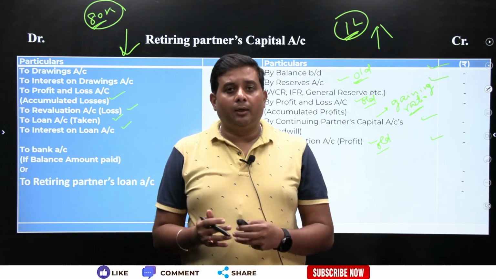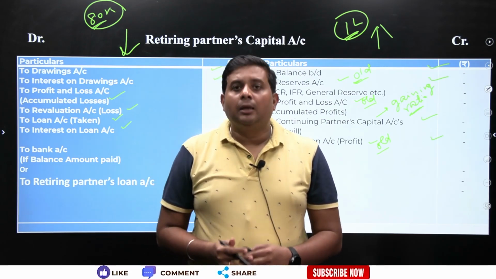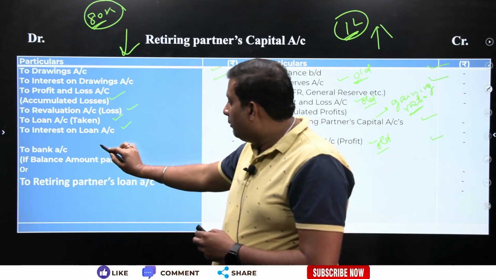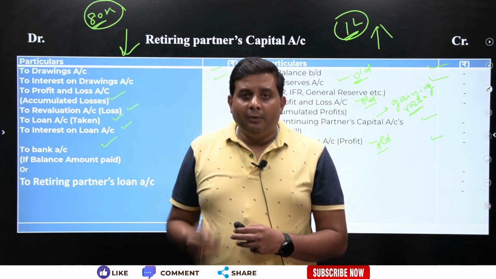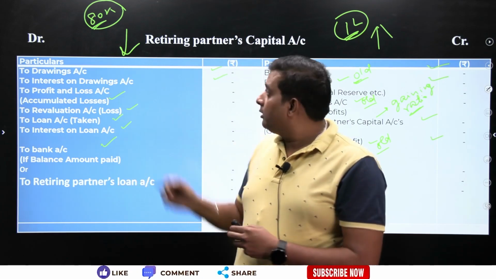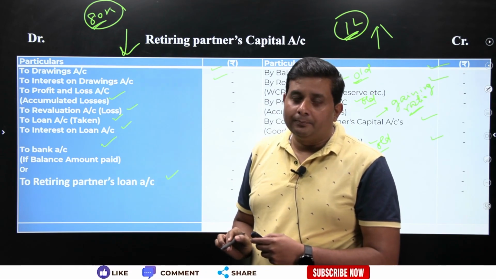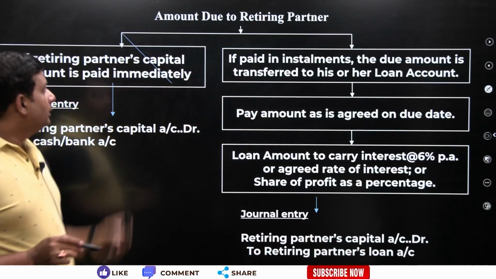If it is paid immediately, the entry should be retiring partner's capital account debit to bank account. So I have written here to bank account for the same. Suppose if it is not paid immediately, if it is paid in the future, then that is being transferred to his loan account. So for that, it should be to retiring partner's loan account. Okay, so now let's move on to this condition.